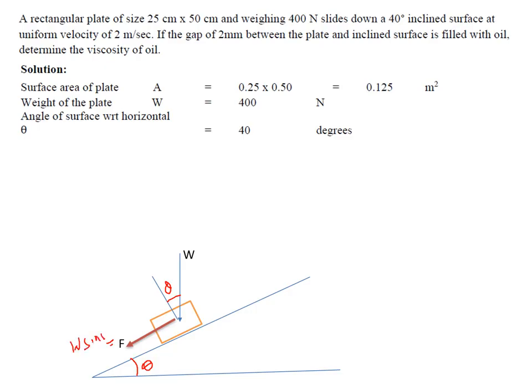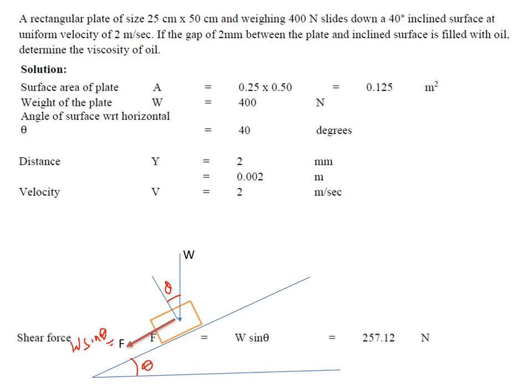So if you don't take F equal to W, F has to be taken as W sin theta. The distance y is 2 millimeters, so convert it into meters. Velocity is given as 2 meters per second. Therefore shear force F is nothing but W sin theta. W is 400 newtons, so 400 sin 40 gives 257.12.